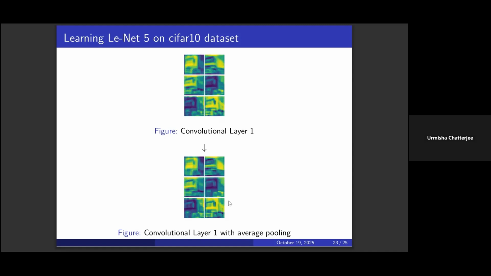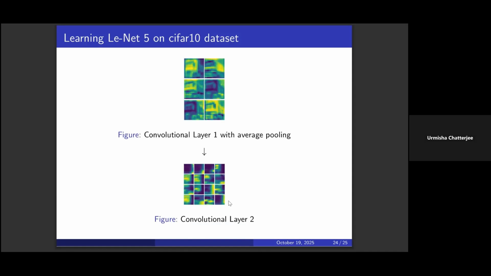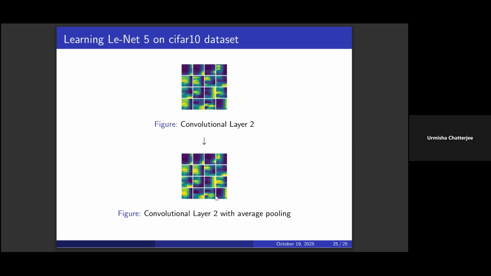Then there is another layer of convolution, which is from convolutional layer 1 with average pooling to convolutional layer 2. Because now after average pooling, in the second convolutional layer, 16 output channels have been used. So we have 16 feature maps. And then after convolutional layer 2, another set of average pooling. Well, at this point, the images look entirely distorted.